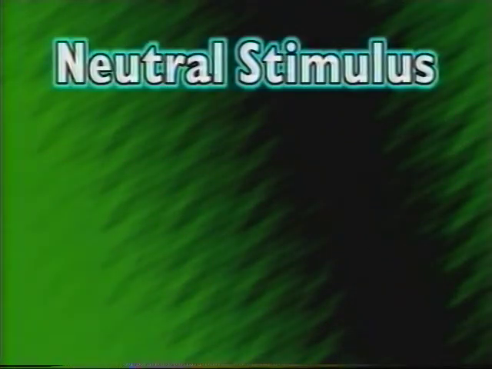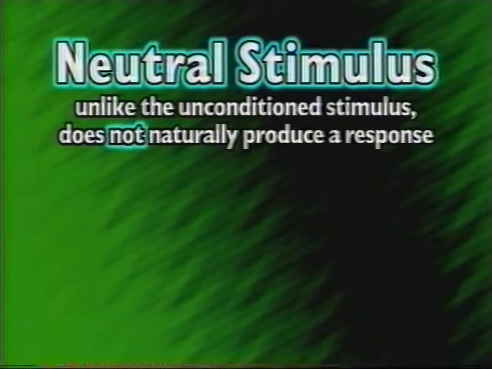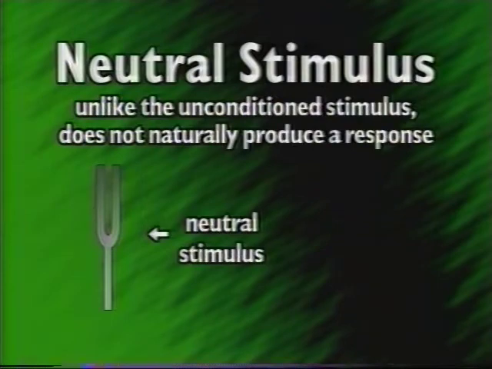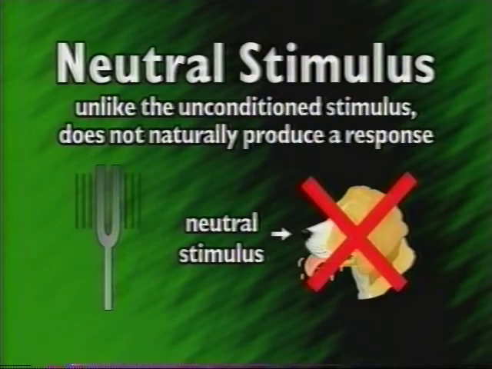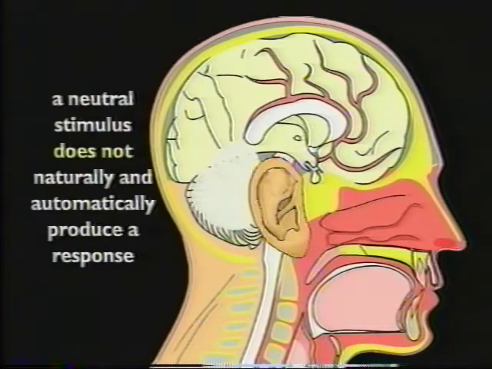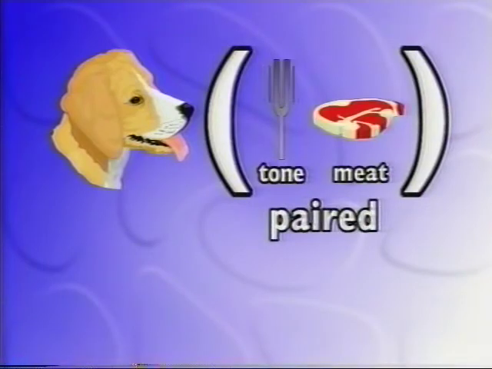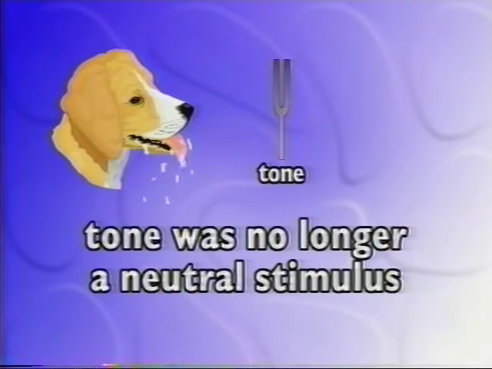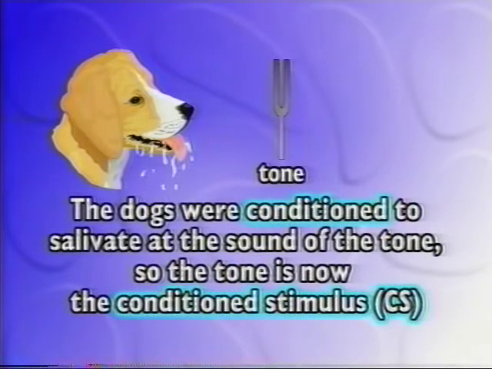A neutral stimulus is one that, unlike the unconditioned stimulus, does not naturally produce a response. In Pavlov's experiments, the neutral stimulus was the tone. Until the dogs learned to associate the tone with the meat, it did not produce any response in them at all. Did you hear that? A neutral stimulus does not naturally and automatically produce a response. Once the dogs paired the sound of the tone with the meat and started to salivate just at the sound of the tone, it was no longer a neutral stimulus.